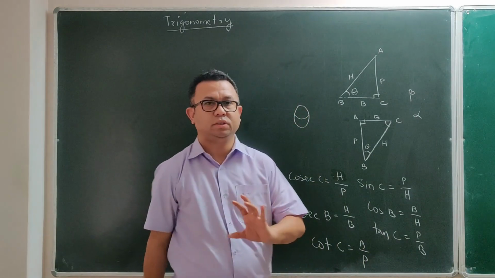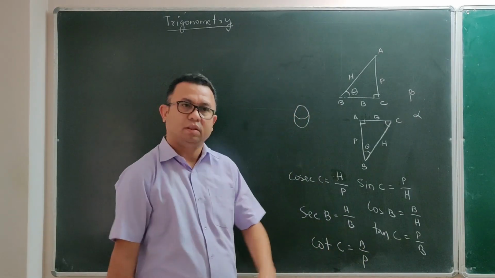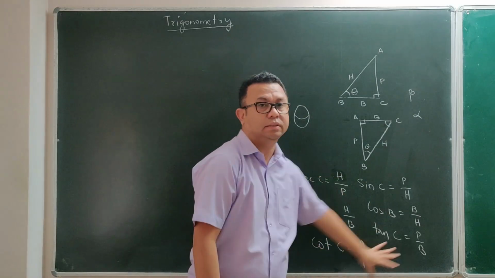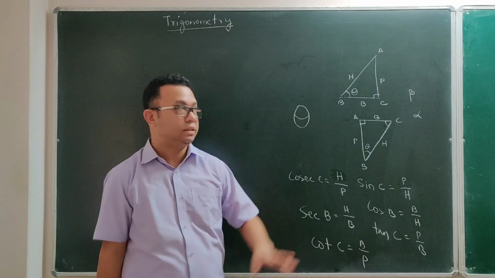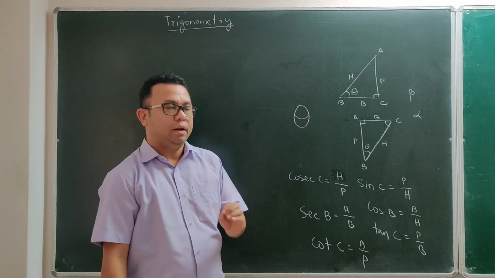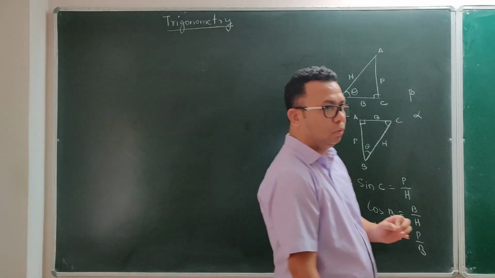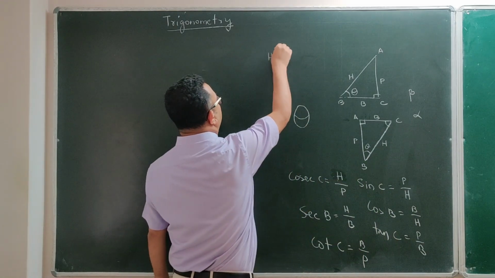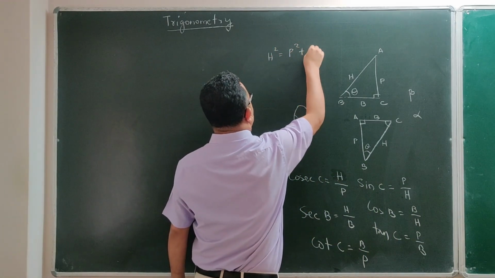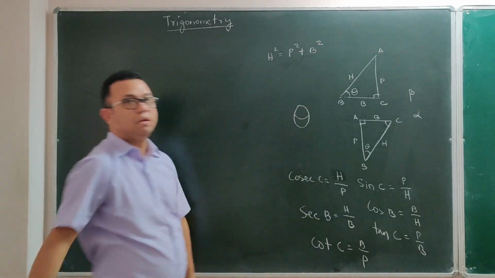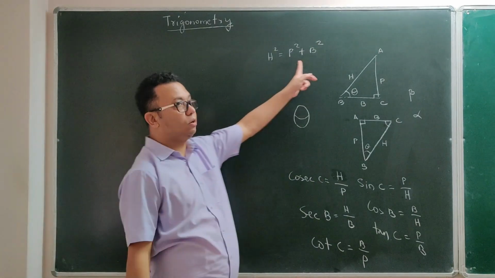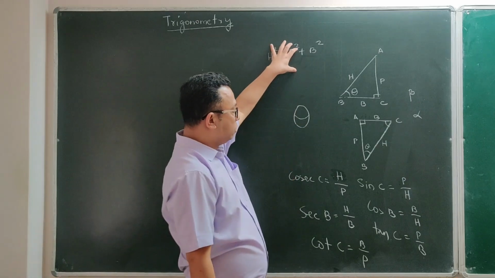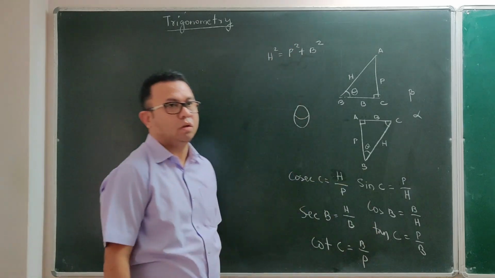Now all the questions that we are going to discuss, the first exercise that we will be taking, use the ratio between any two sides of a right angle triangle. It is also very important that you know the Pythagoras Theorem: hypotenuse square is the sum of the squares of perpendicular and base. So h square equals p square plus b square. I am going to use this formula to solve the questions.